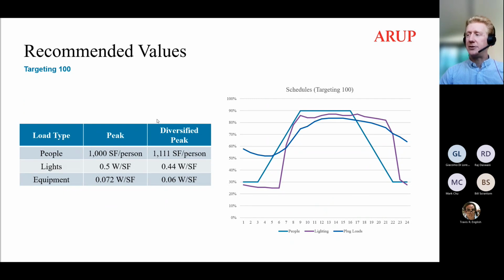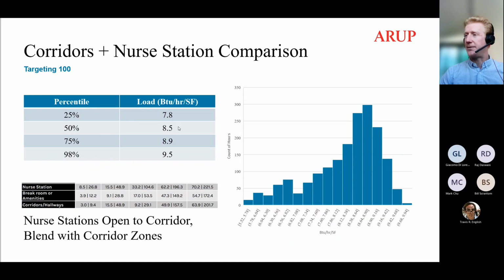How close does that get us to corridors and nurses stations together? When we look at the results from the EnergyPlus simulation, we see that the 50 and 75% load sections are between 8 and 9 BTU per hour per square foot, which tends to be closer to, there's an outlier data point in the Smith Group data here at the second data point for corridors and hallways. This is 25, 50, and 75.